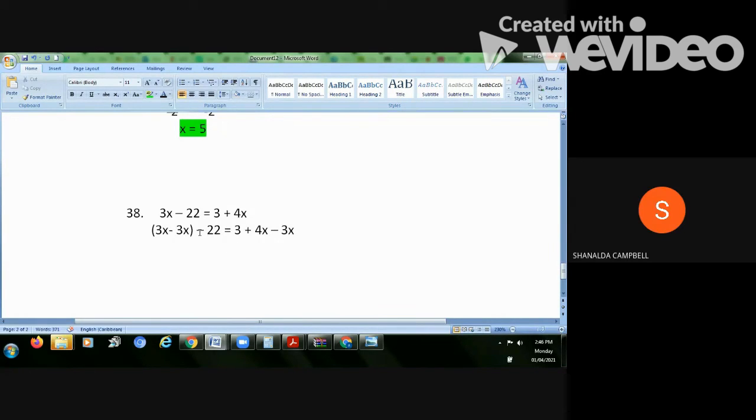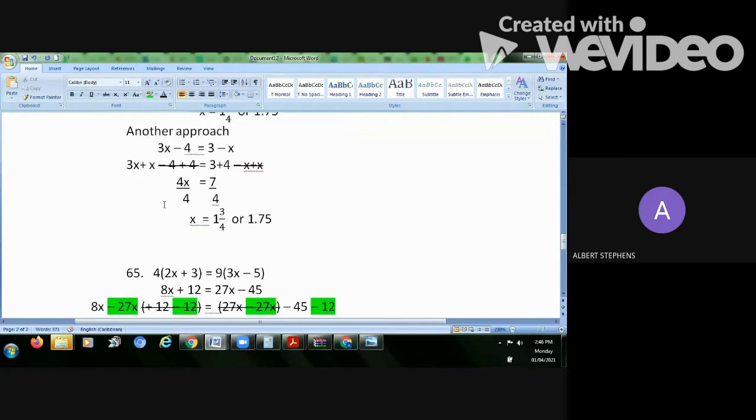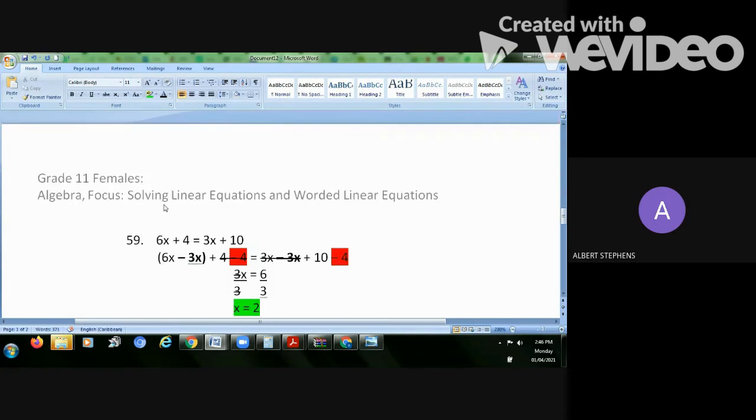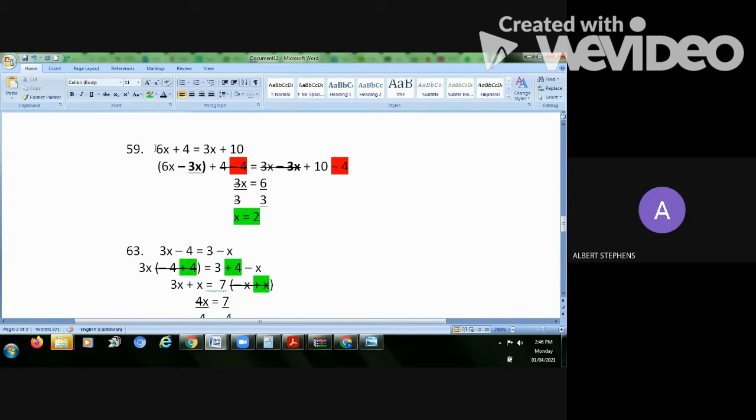So guess what now? If the x is going to be on the right, only x alone has to be on the right. That means I don't want this 3 here, so I'm going to get rid of this 3. Let me show you something now. Let's look at this question.